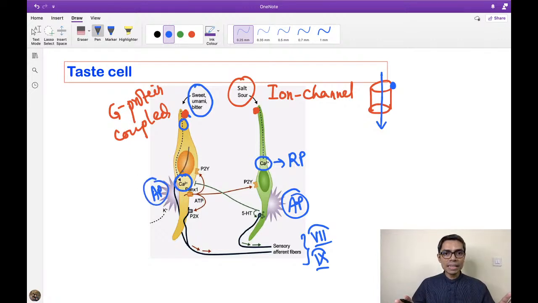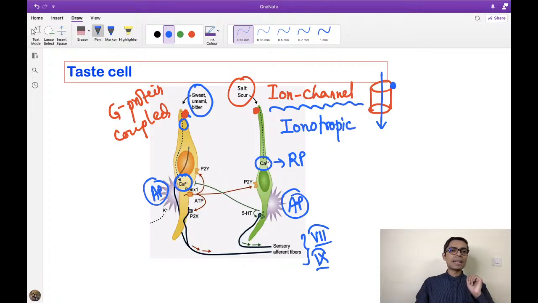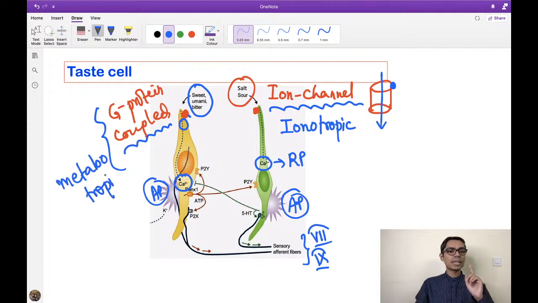I don't have to remember all the detail, but I must remember that salt and sour are detected by ion channel type receptors. This kind of receptor is also known as an ionotropic receptor. And sweet, umami and bitter are detected by G protein coupled receptors, which are also known as metabotropic receptors. Getting my point? Ionotropic receptor and metabotropic receptor. Metabotropic receptor means the receptor is coupled with a G protein; wherever your G protein coupled receptors are, they can also be called metabotropic receptors.